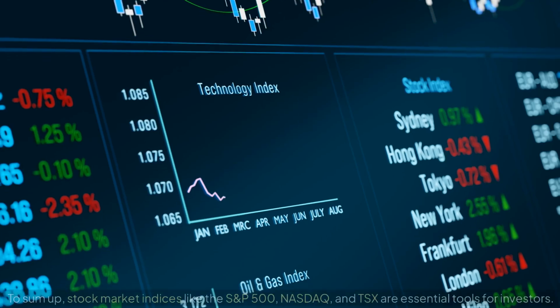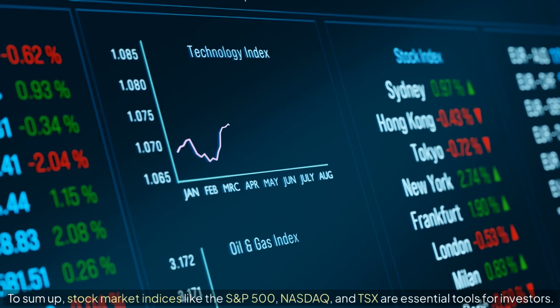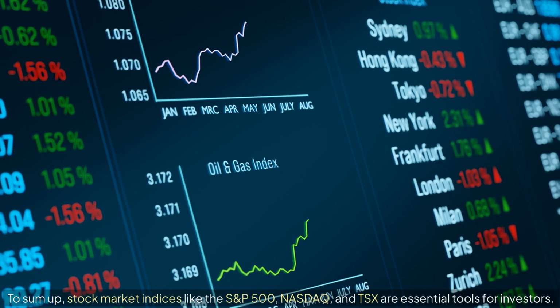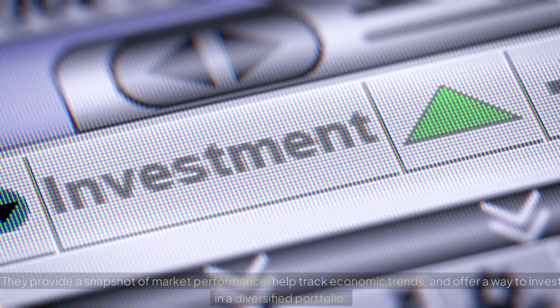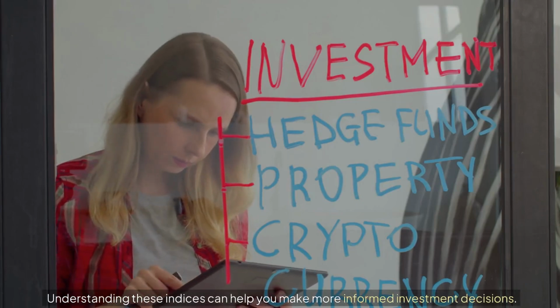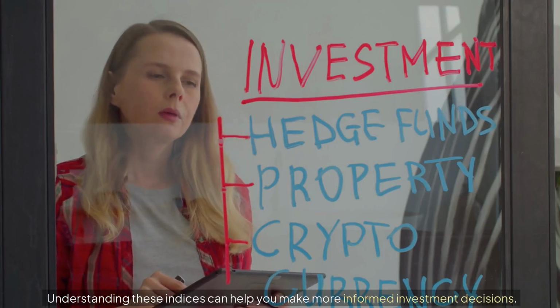To sum up, stock market indices like the S&P 500, NASDAQ, and TSX are essential tools for investors. They provide a snapshot of market performance, help track economic trends, and offer a way to invest in a diversified portfolio. Understanding these indices can help you make more informed investment decisions.